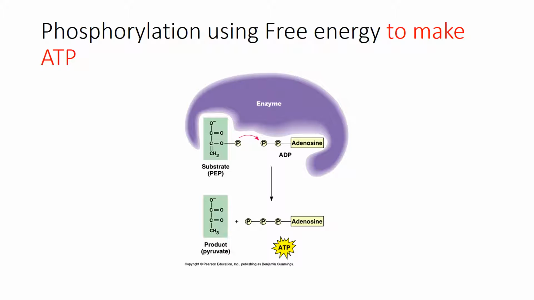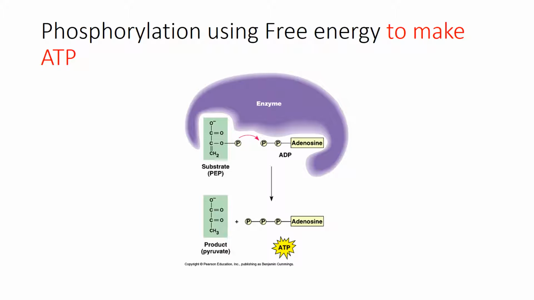And in this scenario, there's an enzyme plus a substrate molecule and ADP. And notice that the substrate molecule has an extra phosphate on there. So this is an enzyme catalyzed reaction. And the enzyme takes the substrate, which is PEP, which stands for phosphoenolpyruvate, and the ADP, and it takes the phosphate off the phosphoenolpyruvate, adds it to the ADP to make ATP.